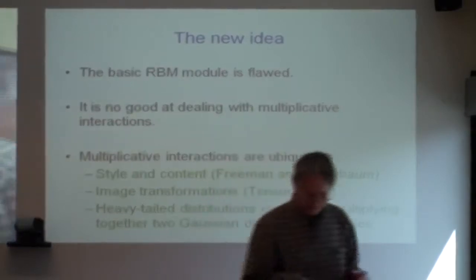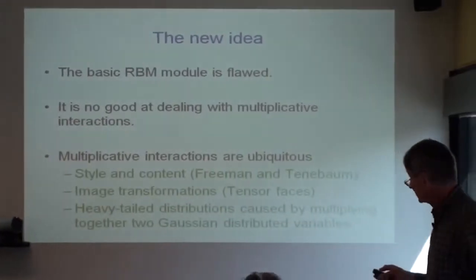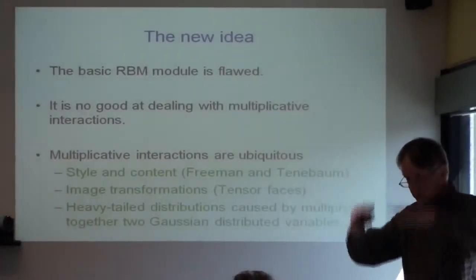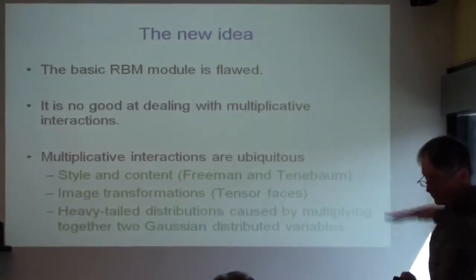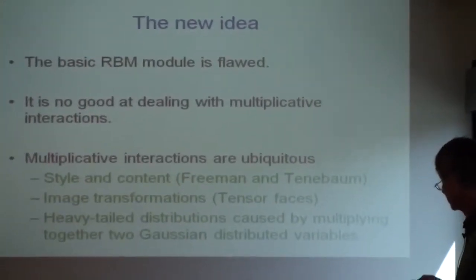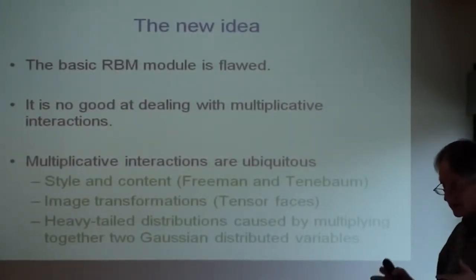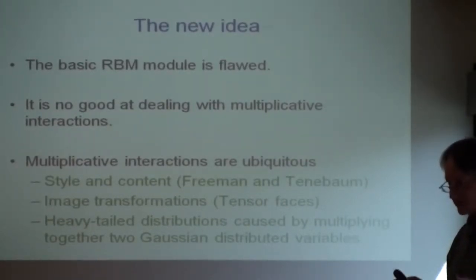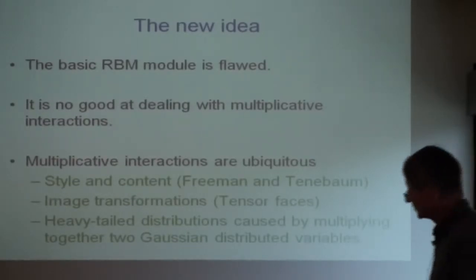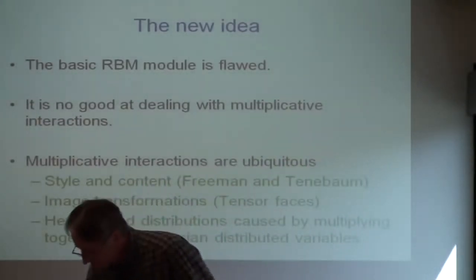Okay, so the new idea is to use a better kind of module. This module already works pretty well, right? It does well at phoneme recognition. It does well at lots of other things. It can't model multiplicative interactions very well. It can model anything with enough training data, but it's not happy modeling multiplies. And multiplies are all over the place. I'll show you a bunch of places where you need multiplies.